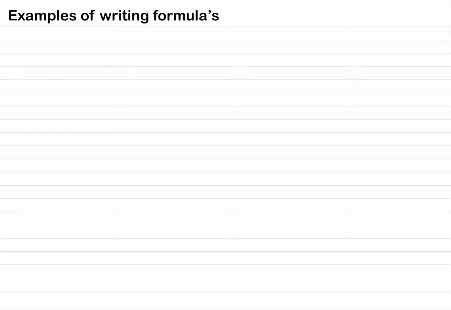Let's do one more example before we end this practice of writing the formula of the ionic compounds. So let's do the 10th example. Aluminum sulfate. Aluminium, aluminum sulfate.